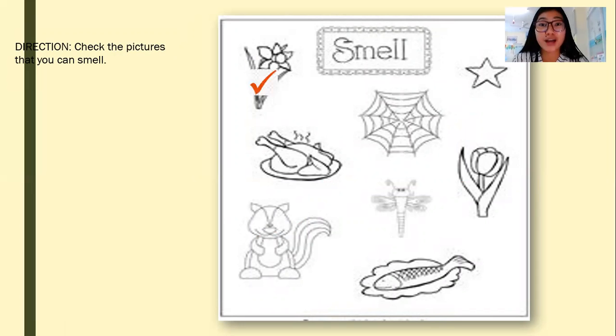First we have flour. Next, yes, the smell of the roasted chicken. Next, we have fish, the smell of the cooking fish. And the next one, we have a lotus flower. So this picture of flour here, a roasted chicken, a cooked fish, and a lotus. So you will use your sense of smell.